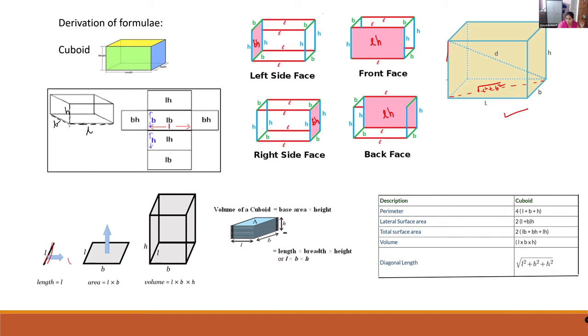Then the right angle triangle they could take. A right angle triangle is formed. That is the diagonal of the base, the height h, and the diagonal of the cuboid. So it forms a right angle triangle. Therefore, the diagonal of the cuboid is root of L square plus B square plus h square.